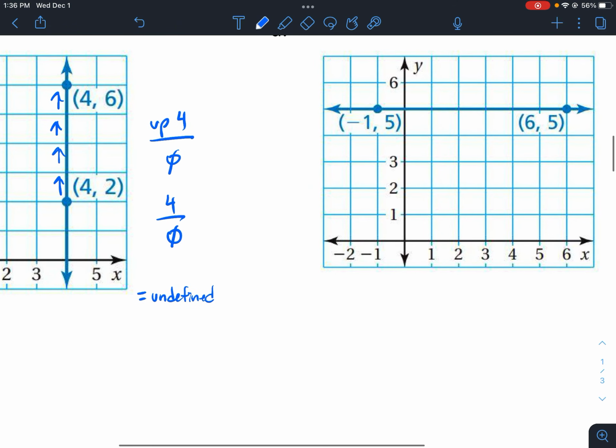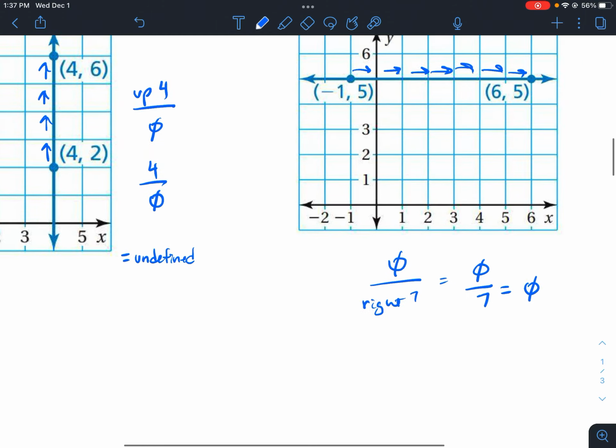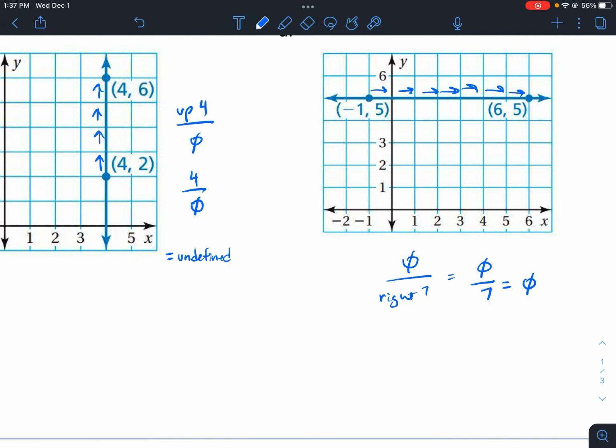Let's do this example as well. How much does it go up and down? Well, it doesn't really go up and down at all, but it goes right 1, 2, 3, 4, 5, 6, 7, right 7. So you have 0 over 7. Anytime you have 0 on top, that means my slope is going to be 0.